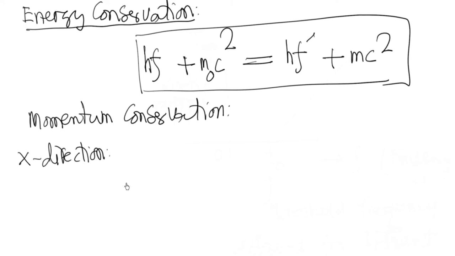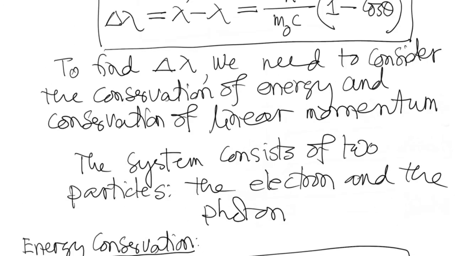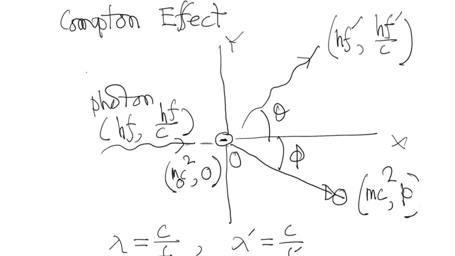the linear momentum of the photon is hf by c, and there is no motion of the electron, so it is 0. And after collision, the linear momentum of the photon will be hf prime by c, and there will be a factor cos theta. You see, theta is the angle made by the scattered photon with the x direction. So along this direction, the component will be hf prime by c into cos theta.